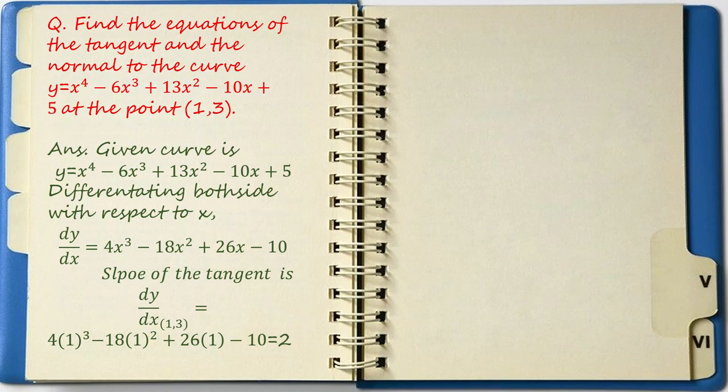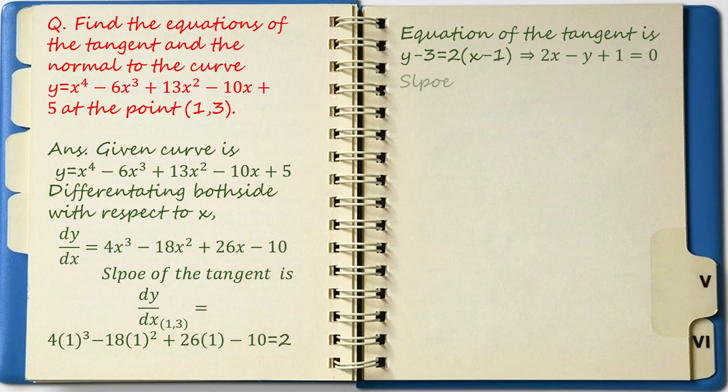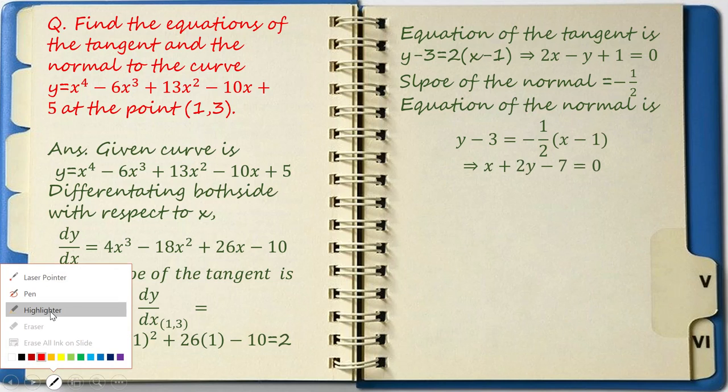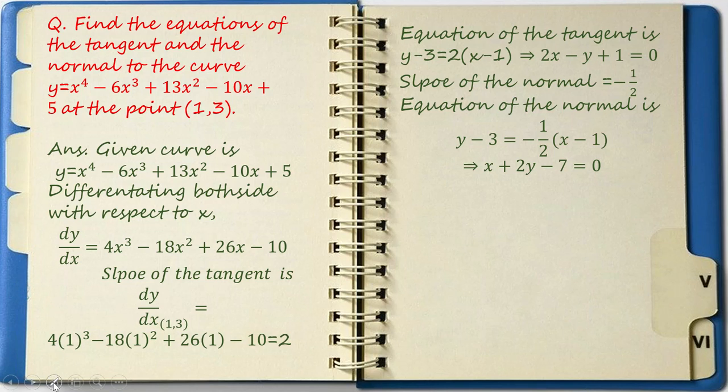Now if we find the slope of the tangent, then we can easily find the equation of the tangent also. That means the equation of the tangent at the point P is y minus y1 equal to m into x minus x1, that is y minus 3 is equal to the slope 2 into x minus 1. Here is the equation of the tangent, and the slope of the normal will be minus 1 upon m, that is minus 1 by 2, and here is the equation of the normal. So we know how to find the equation of the tangent and equation of the normal. So here is your next problem.